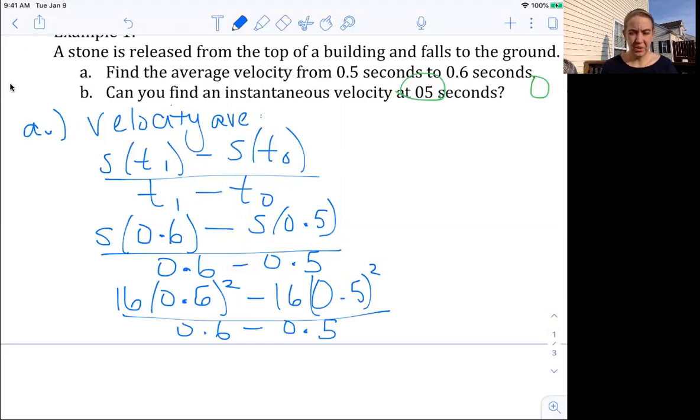Now, what you need to do is grab your calculator, put those in, use parentheses appropriately, use exponents appropriately, and find out what your average velocity is. And I'm going to do the same because I forgot to bring my calculator with me. So I'm going to pause this again. I'll be right back.